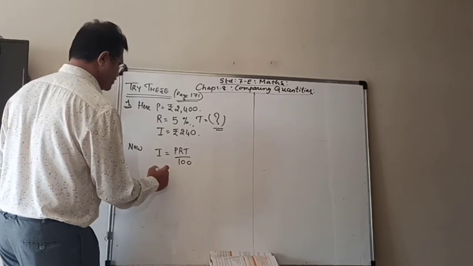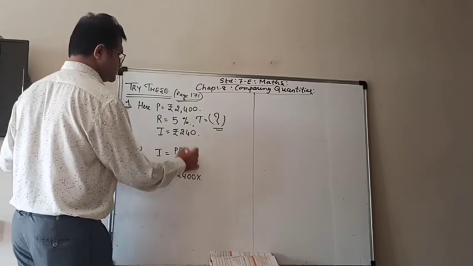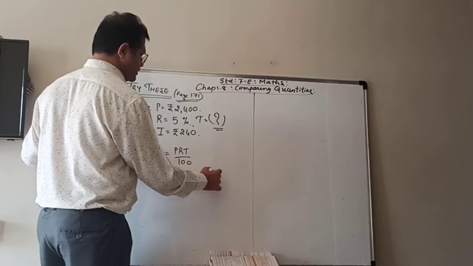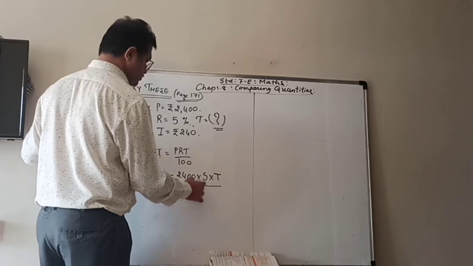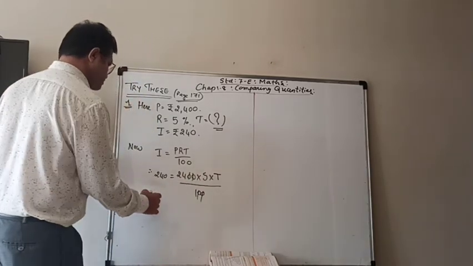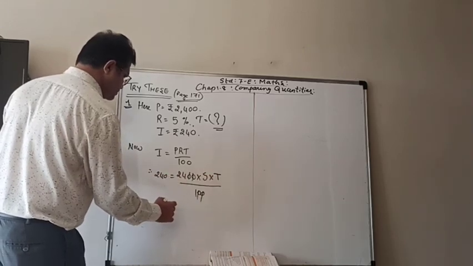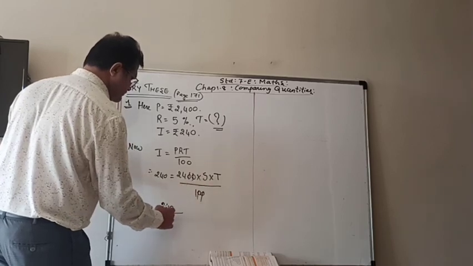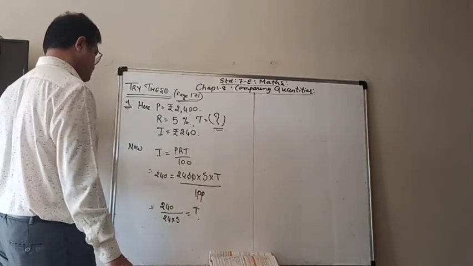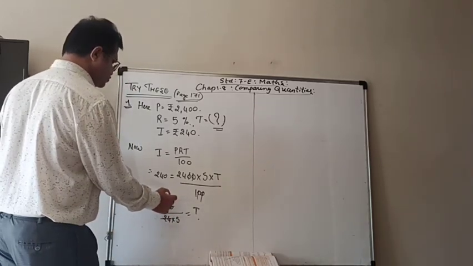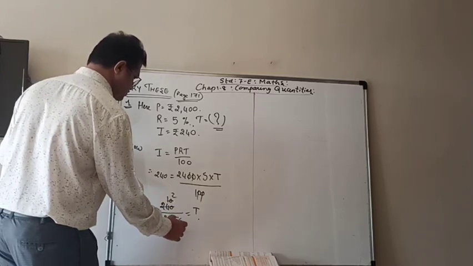So 240 is equal to 2400 × 5 × T upon 100. Only the zeros we will cancel here, and therefore here we will keep T. So 240 divided by 24 multiplied by 5 equals T. Now 24 tens are 240 and 5 twos are 10. So T is equal to 2 years.